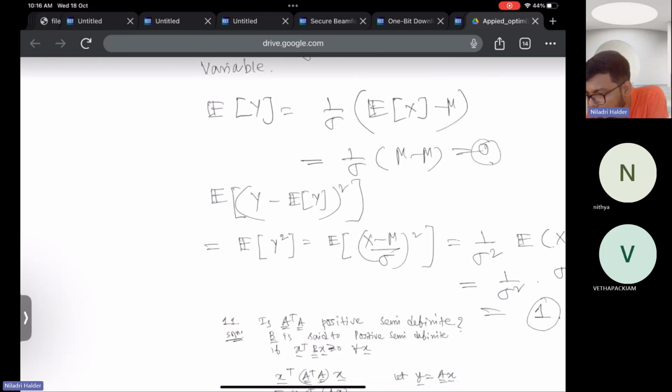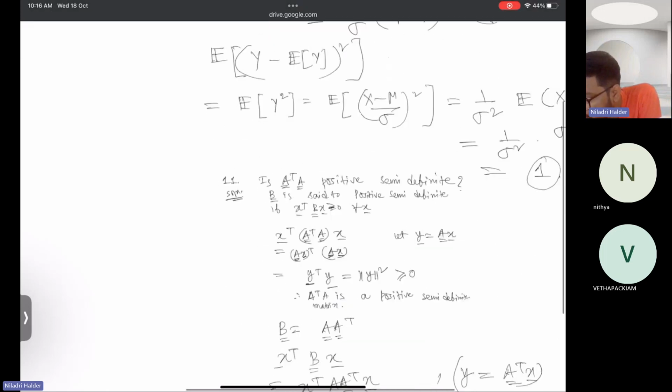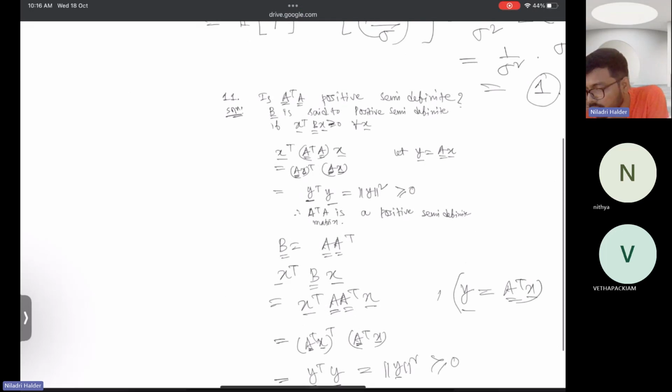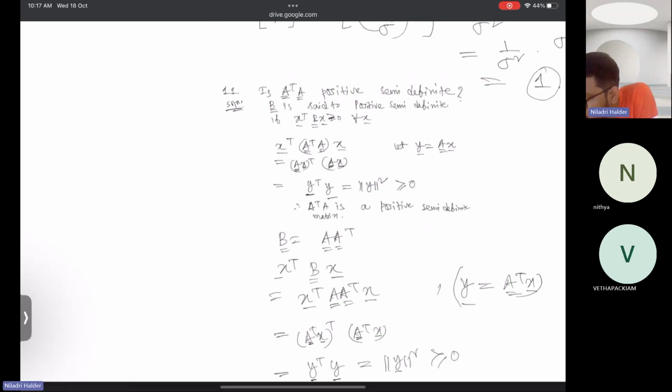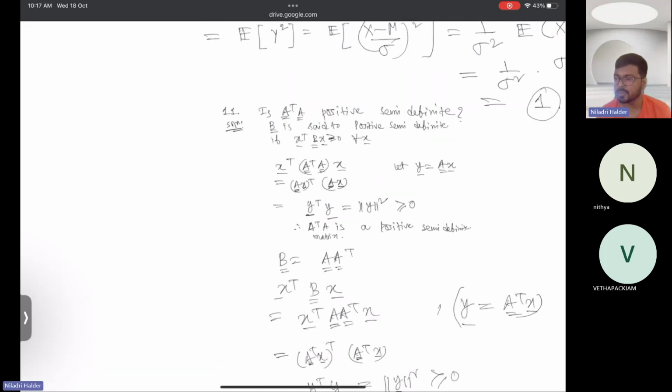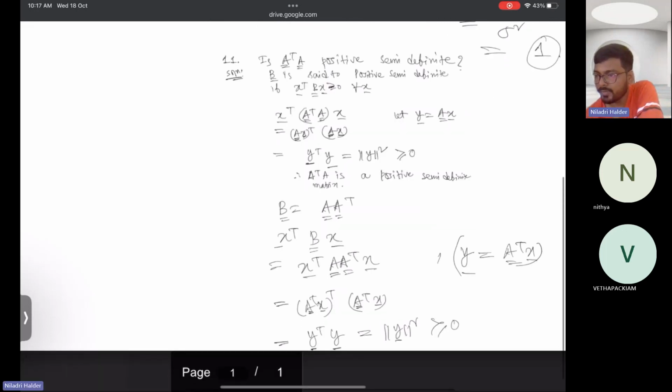And then there is a matrix A transpose A which is positive semi-definite. We need to show that it's positive semi-definite. So A transpose A is a positive semi-definite matrix. It's shown here: x transpose A transpose A x is greater than or equal to 0 always. That is the positive definition. And A A transpose is also positive semi-definite. So that is the first lecture.